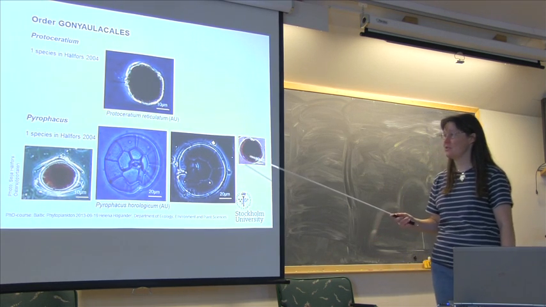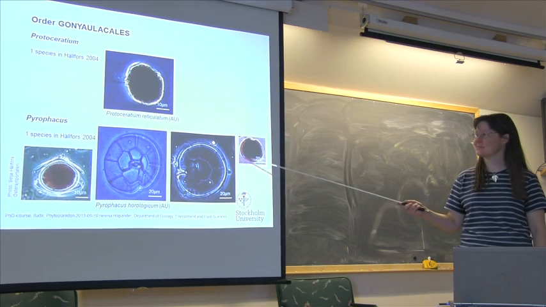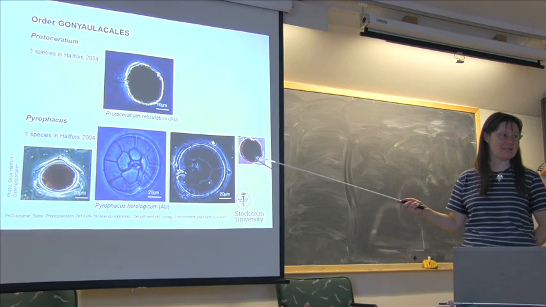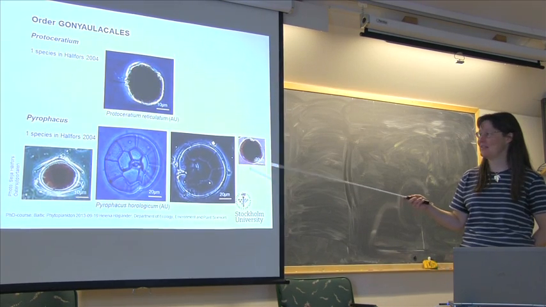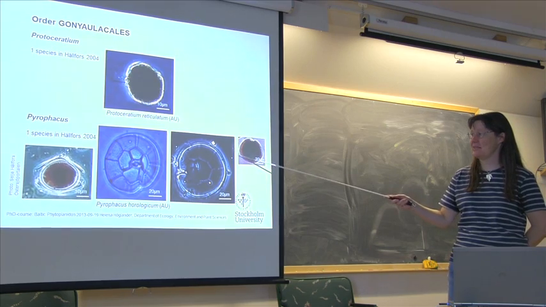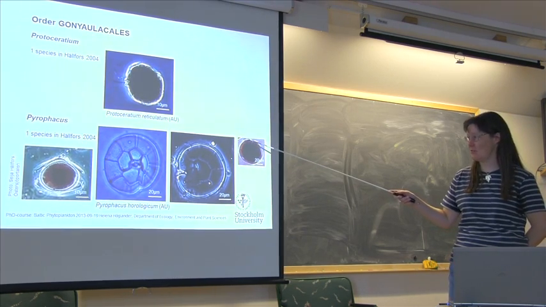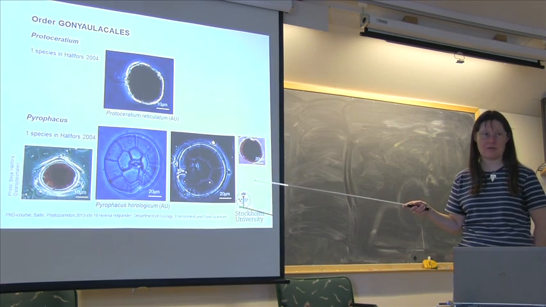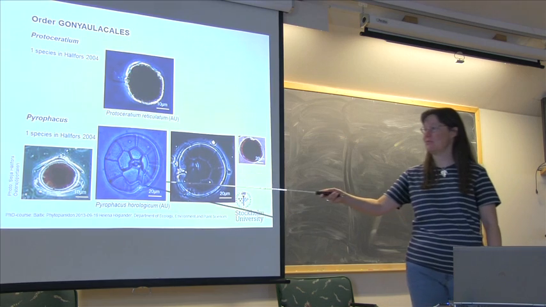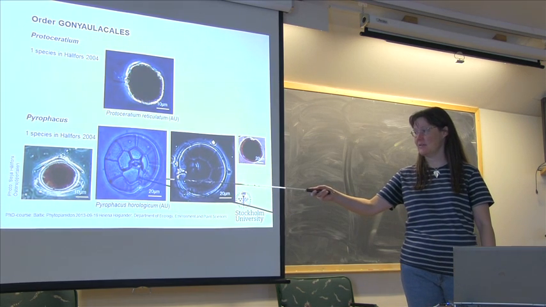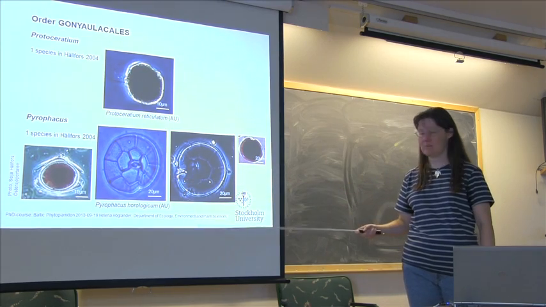But in the monitoring, you usually see them like this. Then it's not that easy to identify it. But there are not that many in that size, and having this row here, then you can identify it by that. But you really would like to see the plates to be able to identify it.